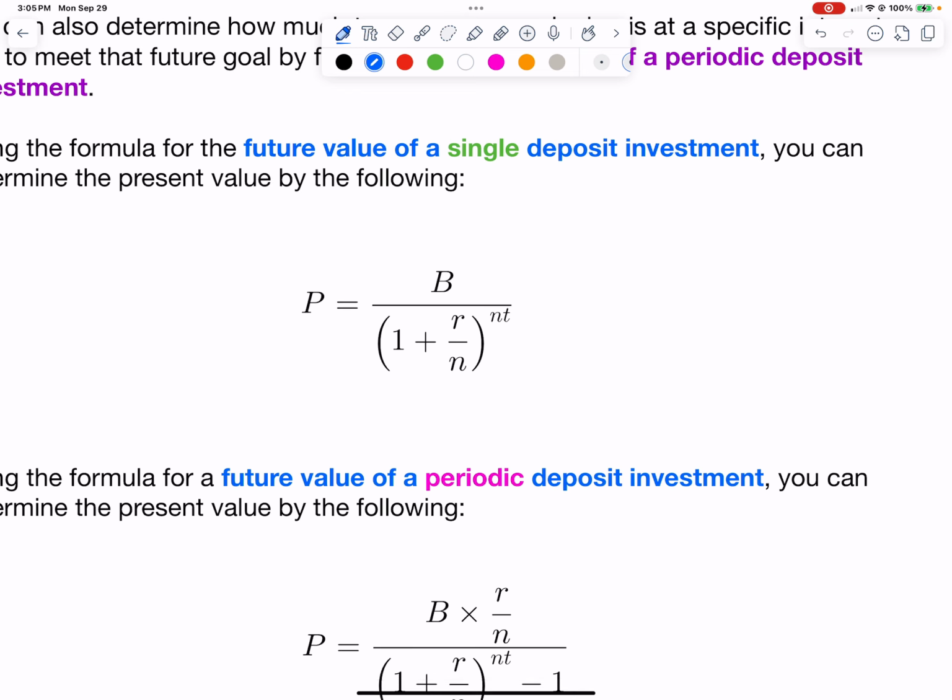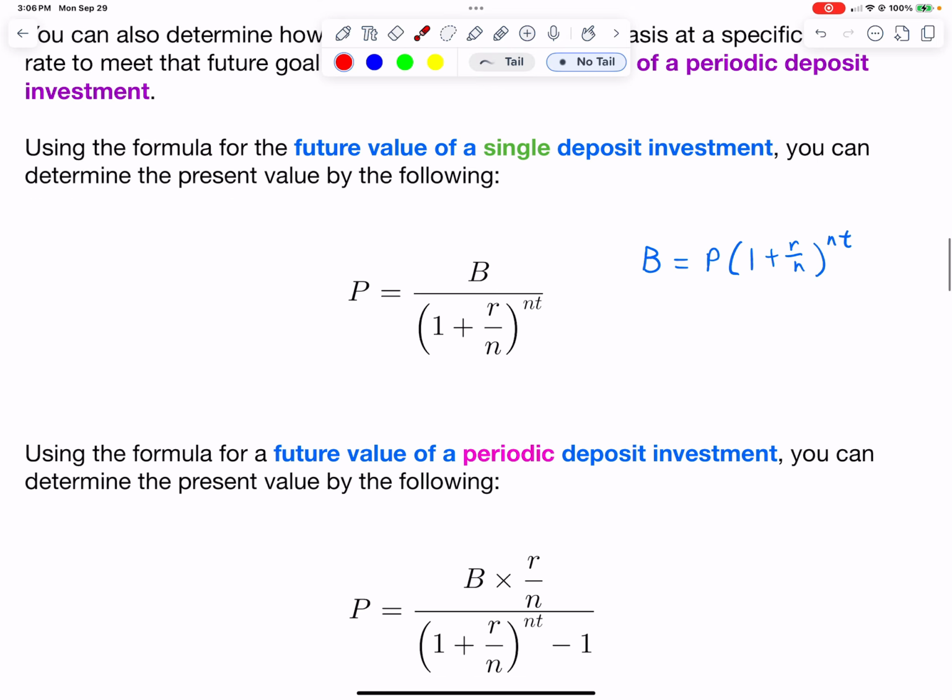Okay, now if you don't recall what the original formula was for finding the future value of a single deposit, that formula was B, right? The total balance at the end of the term is equal to P times 1 plus r over n to the nt power. So this equation here comes from this equation, and it is essentially solving for P algebraically, so we're dividing both sides by this entire quantity. And when you do, P is then equal to B divided by that entire quantity.